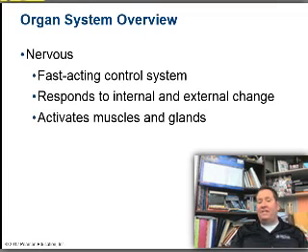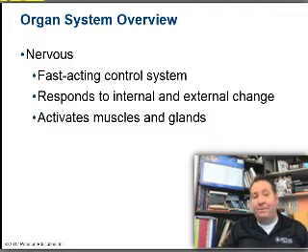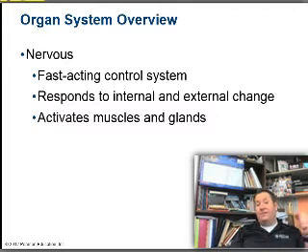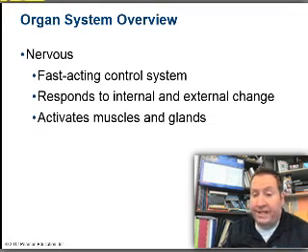But most of the time the nervous system is going to fire into a muscle, it's going to fire into a gland, and it's going to cause some type of change to occur. If it fires into a muscle, this muscle is going to cause contraction. If it's going to fire into a gland, a lot of times this gland is going to release a particular hormone or a particular substance.